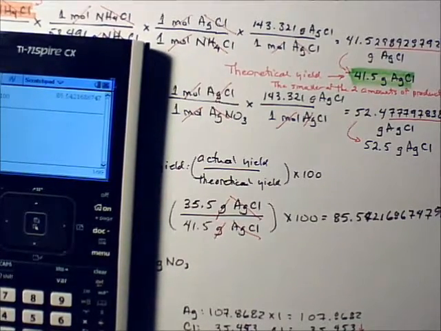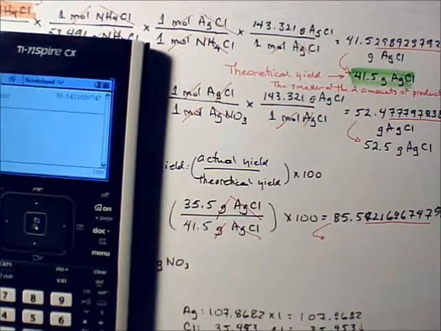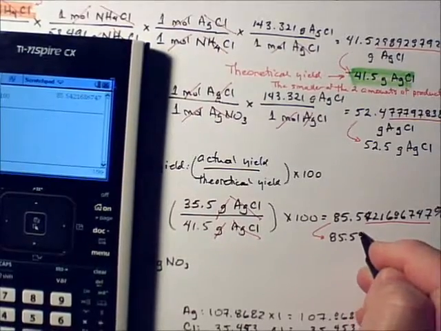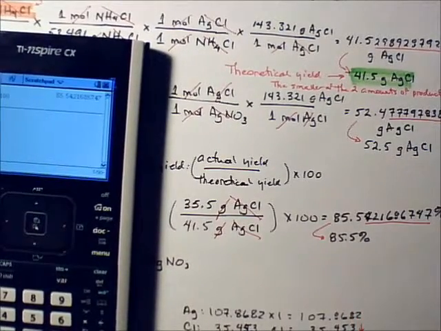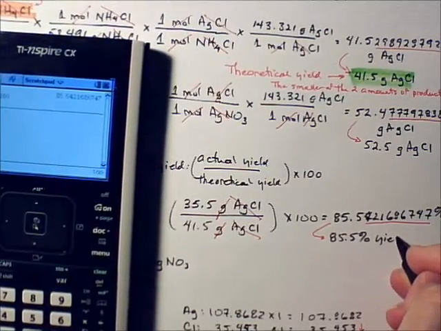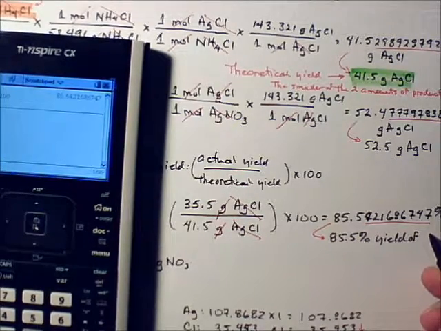Again, we want to round off to the correct number of digits. And we have 85.5%. Now it's not enough to tell me it's 85.5%, you need to tell me what that applies to. And that's the yield of AgCl.